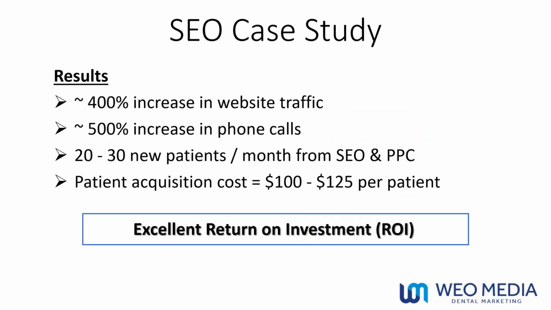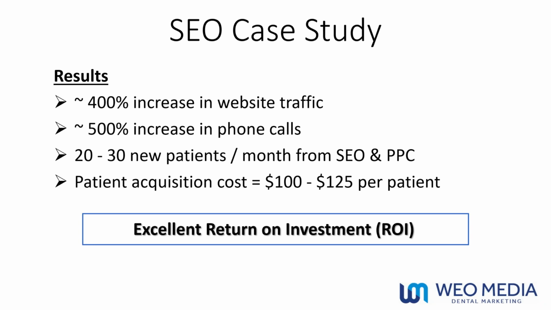Now, in this case, this practice was doing a good job of converting those leads and booking appointments. They were generating 20 to 30 new patients a month from the SEO and PPC. Their budget was around $2,500 a month. It's not an overly aggressive budget. It's not a low budget. It's a good solid budget. And so they're generating patients for $100 to $125 a patient. Now, for a general dentist, a new patient's worth about $800 to $1,000 in the first year. So this is a really good return on investment. This is what you want to see.